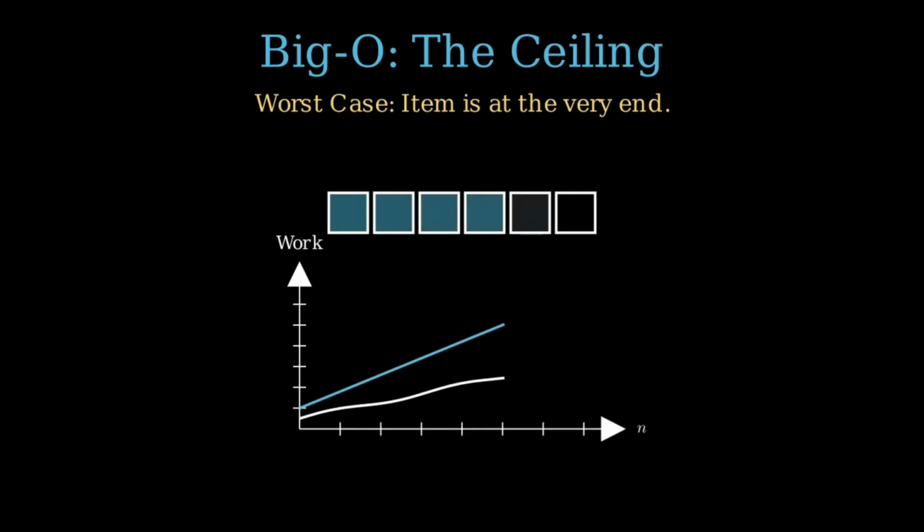Take a linear search, for example. If the item you're looking for is at the very end of a list of a million items, you have to check every single one. That maximum effort is what we call big O of n.